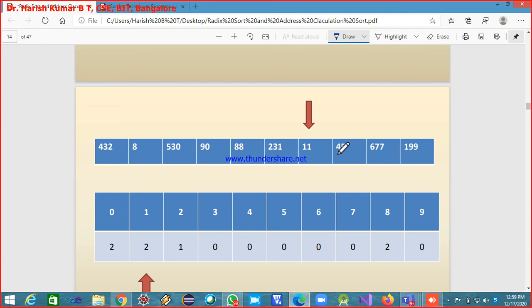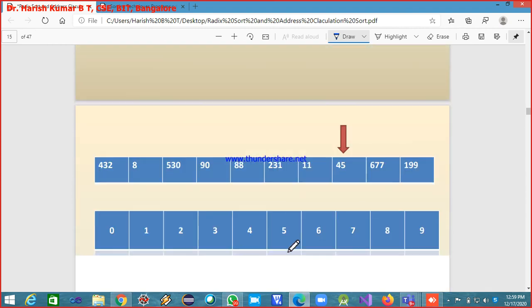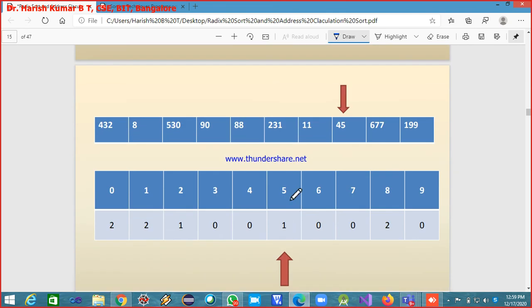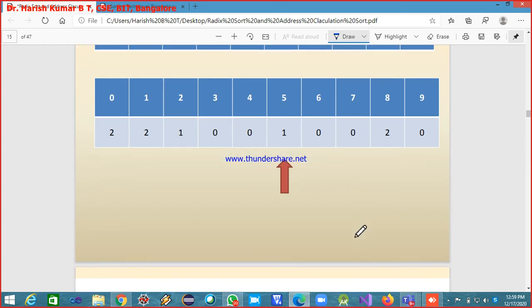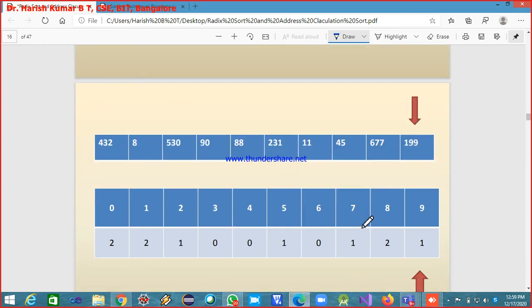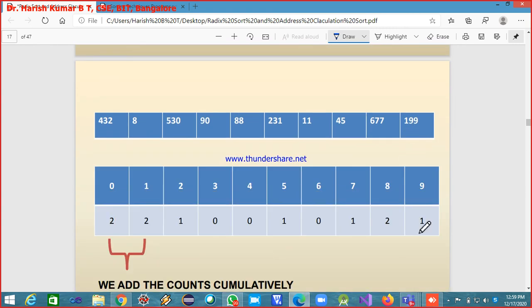Next is 45. So this 5 gets incremented by 1. The count associated with the index value 5 is incremented by 1. Next 677. So this 7, the count associated with the index 7 gets incremented by 1. So you can see 7 is incremented by 1. Last is 199. So its count is incremented by 1.